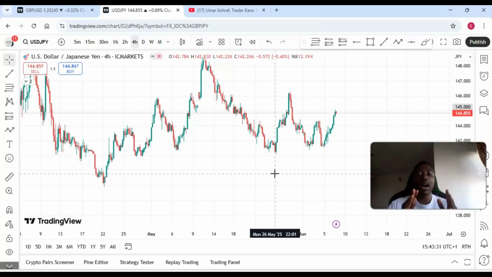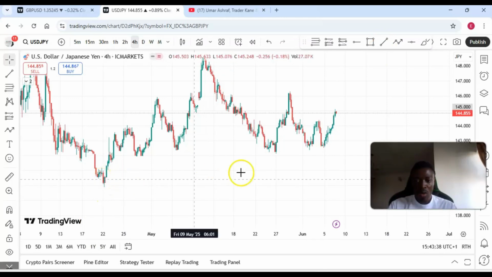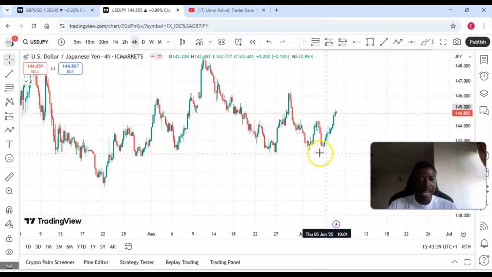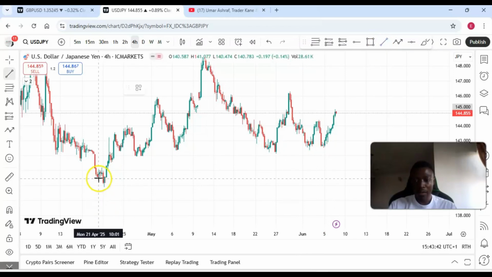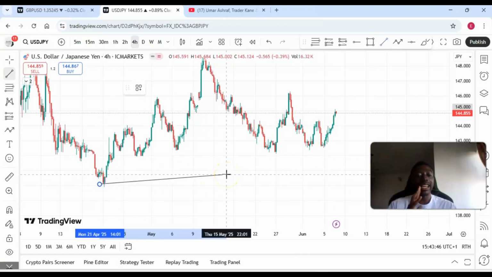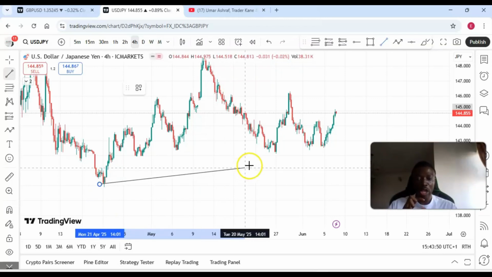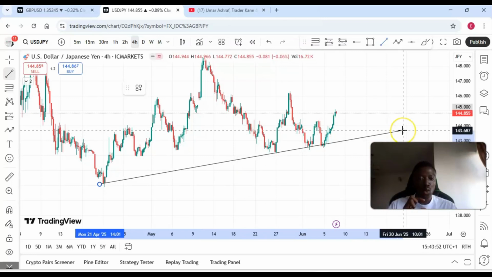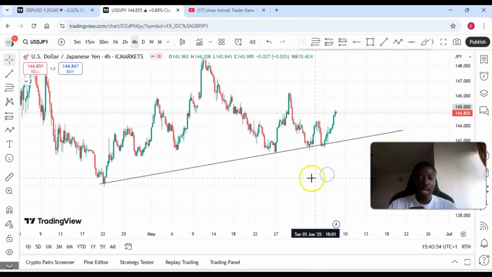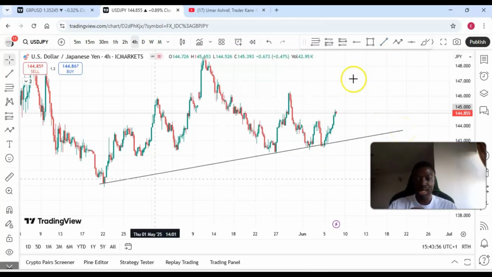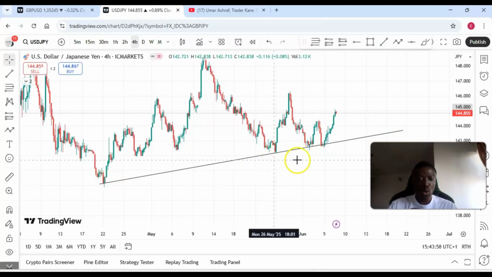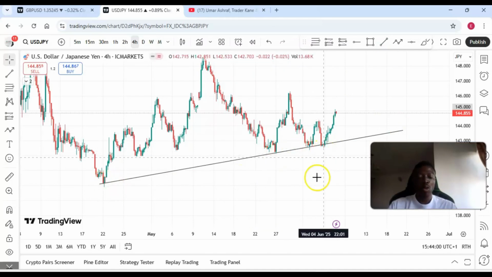So we can also have an uptrend here, something like this. We have a low here, 2, 3, and 4. So you can have something like this, touching the lows, connecting at least 2 points. If you can get at least 2 points, you are okay. Your trend line is good. Here we have how many touches? We have 1, 2, 3, and 4.